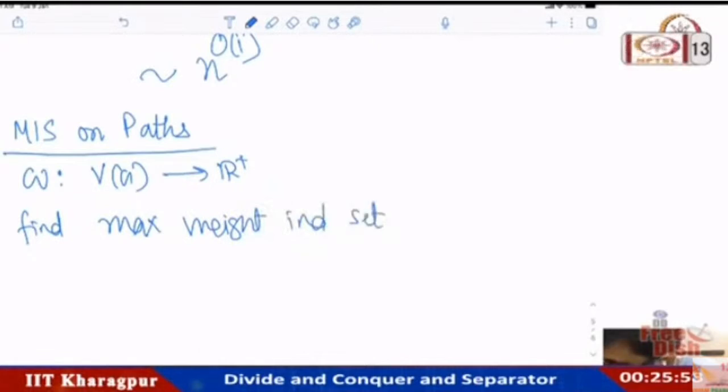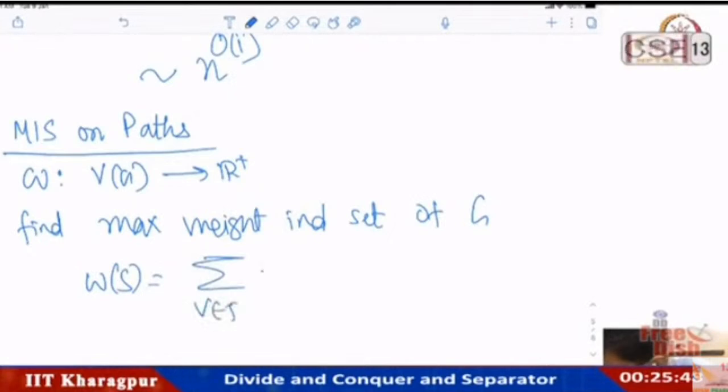Okay, so let's just try to do maximum independent set on paths, and just to make things interesting, let's add positive weights on the vertex set of G. What we want is to find a max weight independent set of G. And what is the weight of a set? The weight of a set S is the summation over v in S of weight of v. So you would like to find an independent set such that, if I sum the weights of the vertices in this independent set, that is maximized.